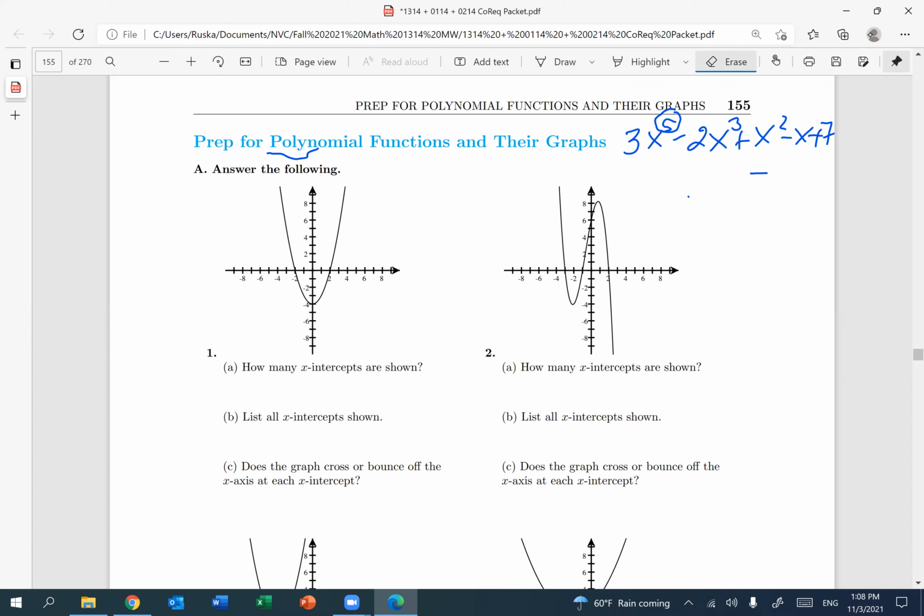Okay, so now we're going to have examples here. They're going to give us a graph, and we need to figure out how many intercepts, and how the graph looks. We're going to answer the questions. So let's start with number 1.